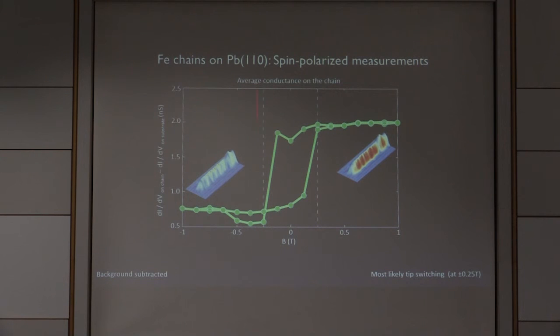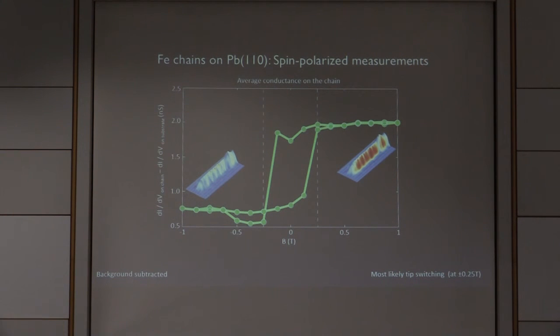And I want to stress here that we have this hysteresis, which is plus minus 250 milliteslas. In this kind of experiment, the way we did it, it's not super clear whether we have a chain which is switching in field or a tip. And for this measurement, we think it's a tip which switched at a quarter of a Tesla.